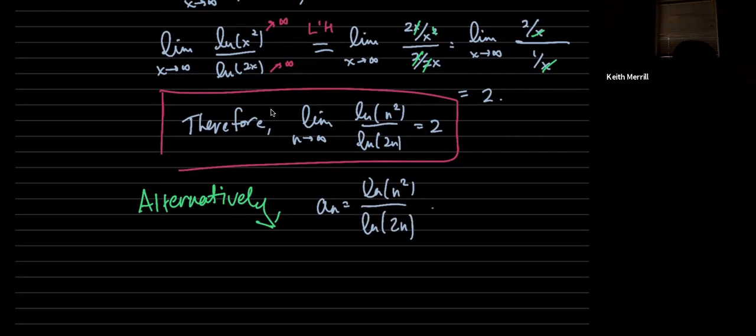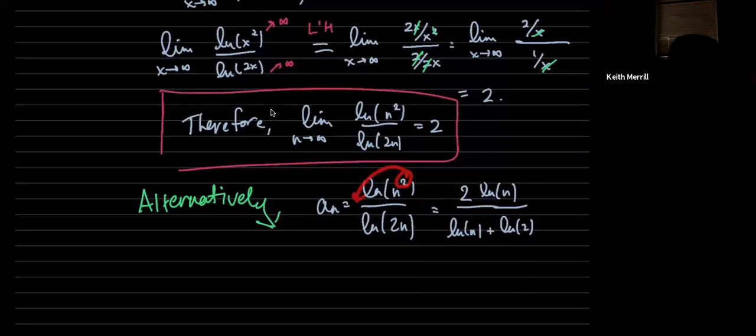And notice that that's the same thing as 2 ln n over ln of n plus ln of 2. So all I've done here is use two properties of logs. One is that the exponent, like we just used a minute ago, can come down as a power, so I get a 2 out front. And the other is that the log of the product is the sum of the logs.